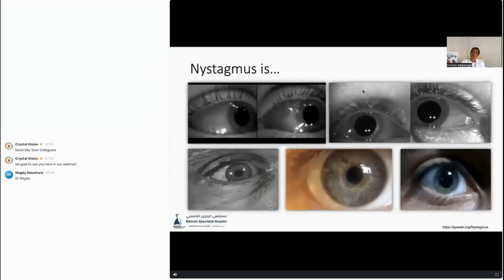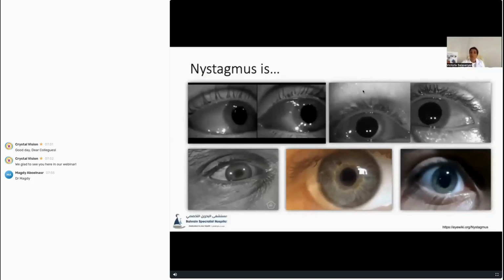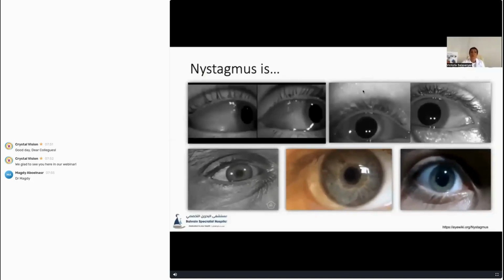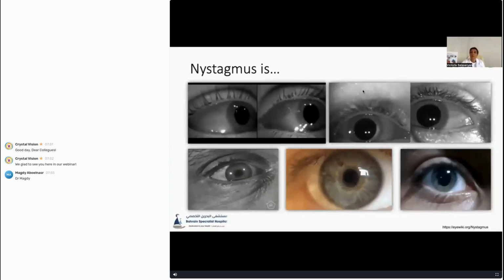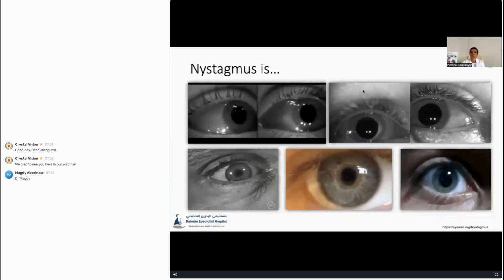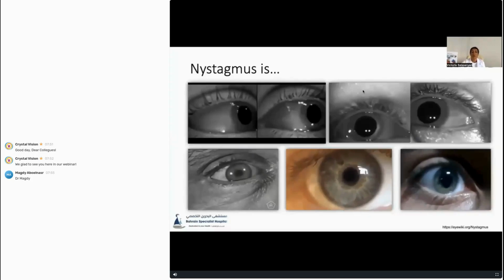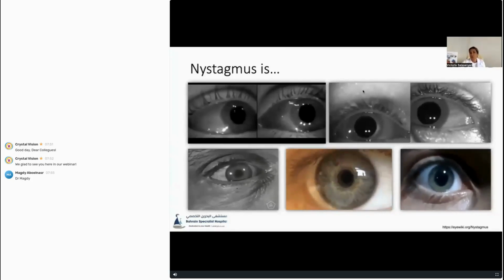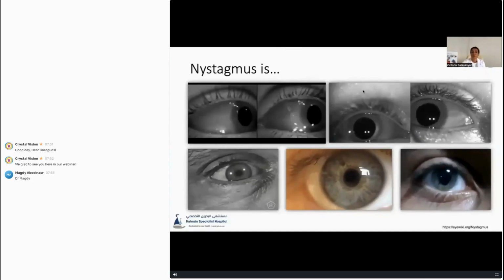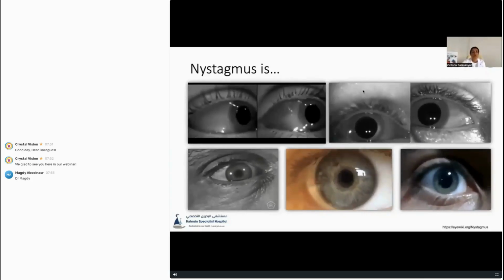First of all, let's talk about what nystagmus is. Nystagmus is characterized by rhythmic, abnormal, uncontrolled eye movements. These movements can be horizontal, vertical, twisting, or a combination of these movements. Nystagmus can be jerky or pendulum-like with variable amplitude and frequency, and can increase or improve depending on the position of the gaze, fixation, or closing of one eye.